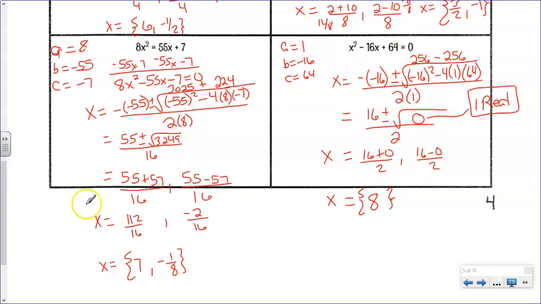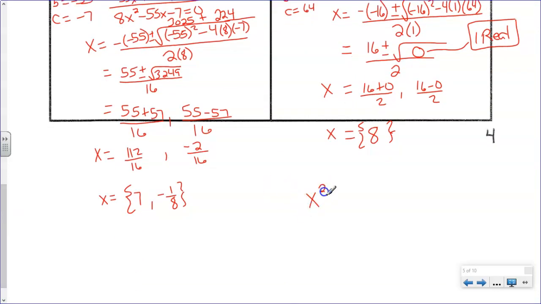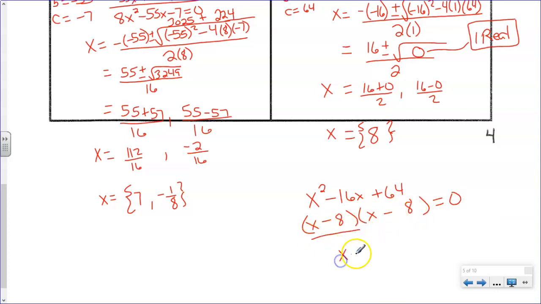Okay, so let's go back up. I want to show you one last thing before we quit. Say you had this problem on the test, and it said to solve this, or to factor this. We can take this and divide it up here, and when we cross multiply, this is going to be x minus 8 and x minus 8 equals 0. So these were the factors. If I set this factor equal to 0 and solve, I get x equals 8.